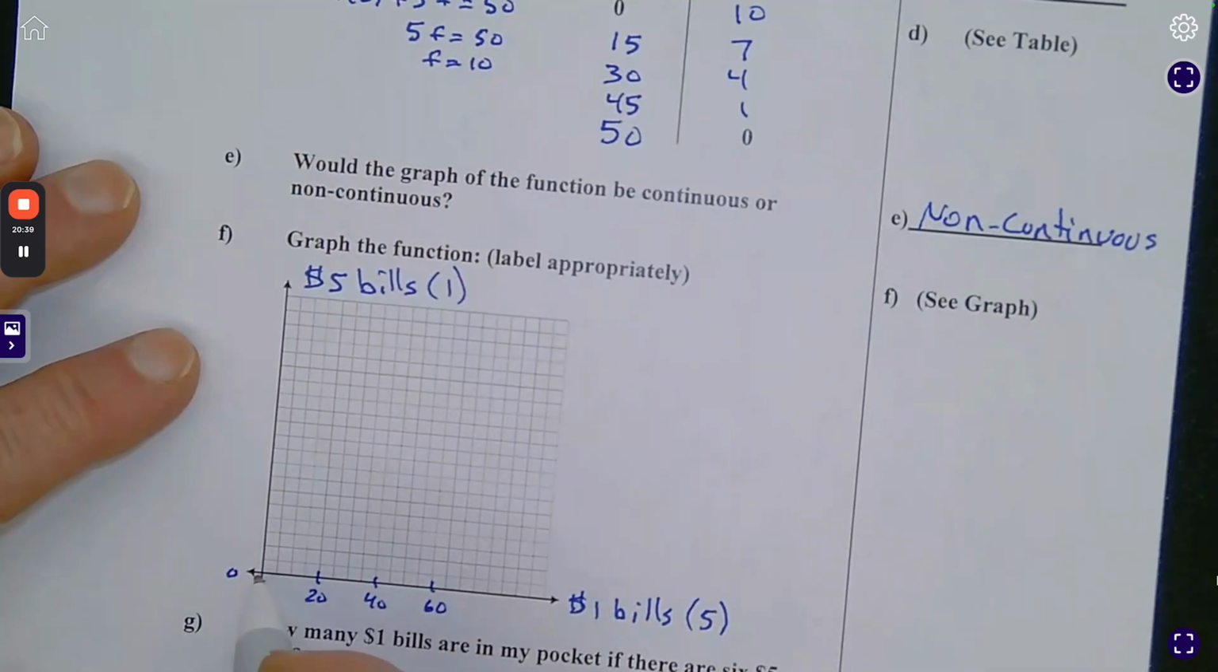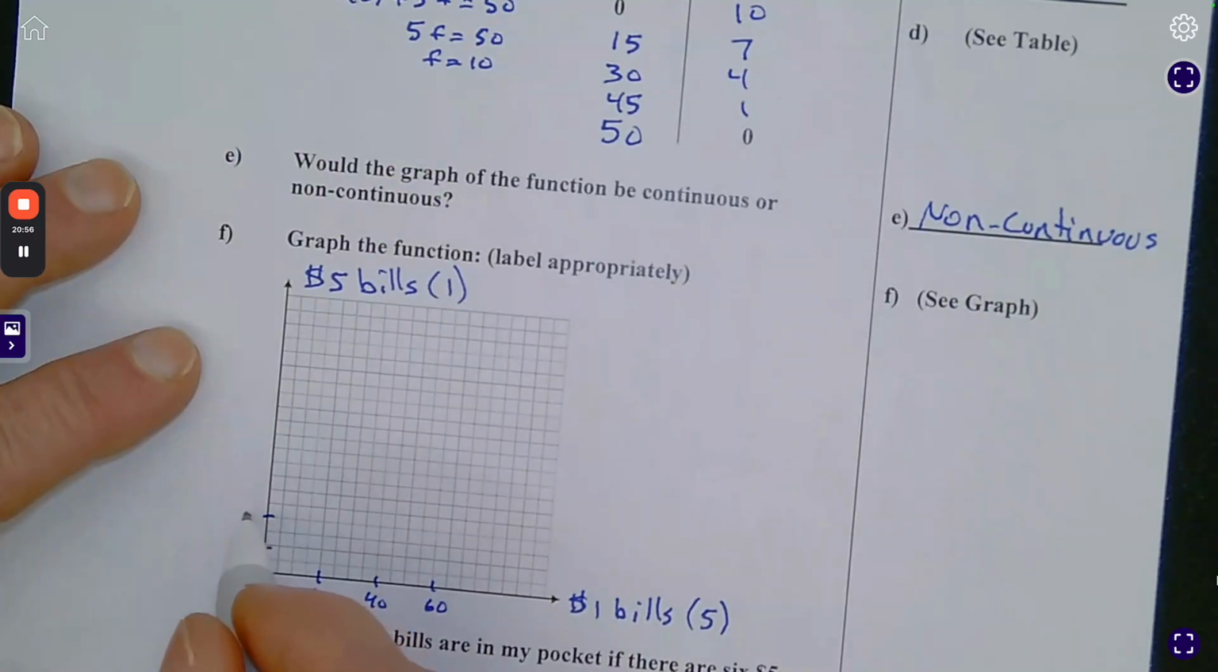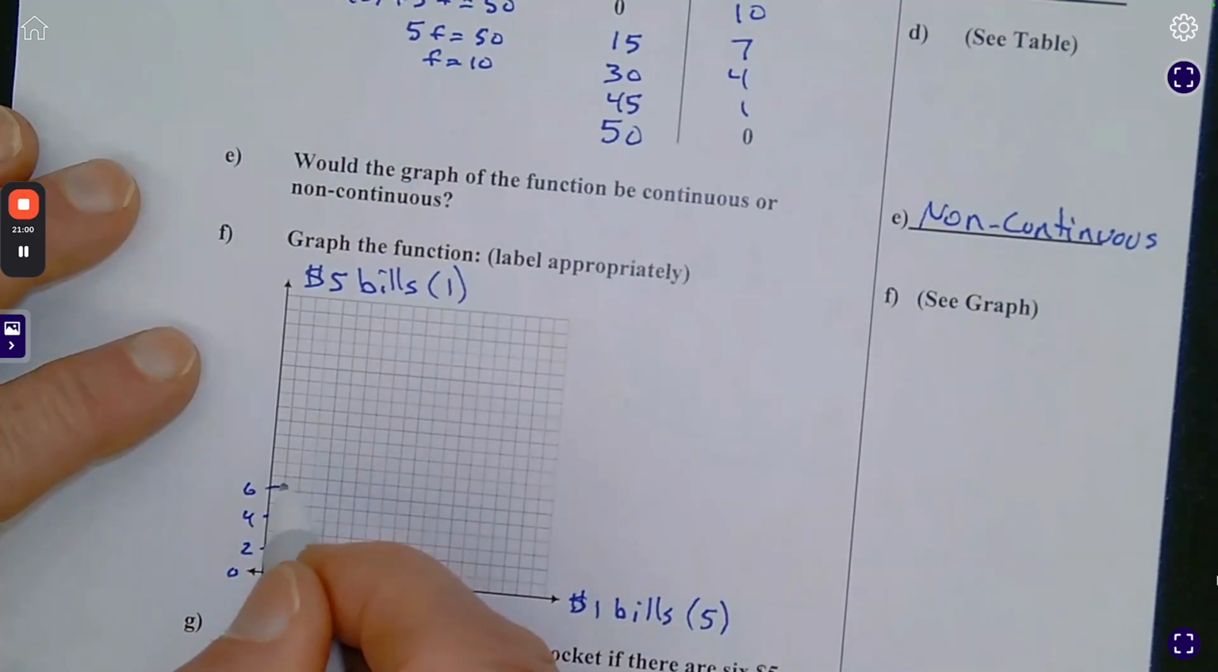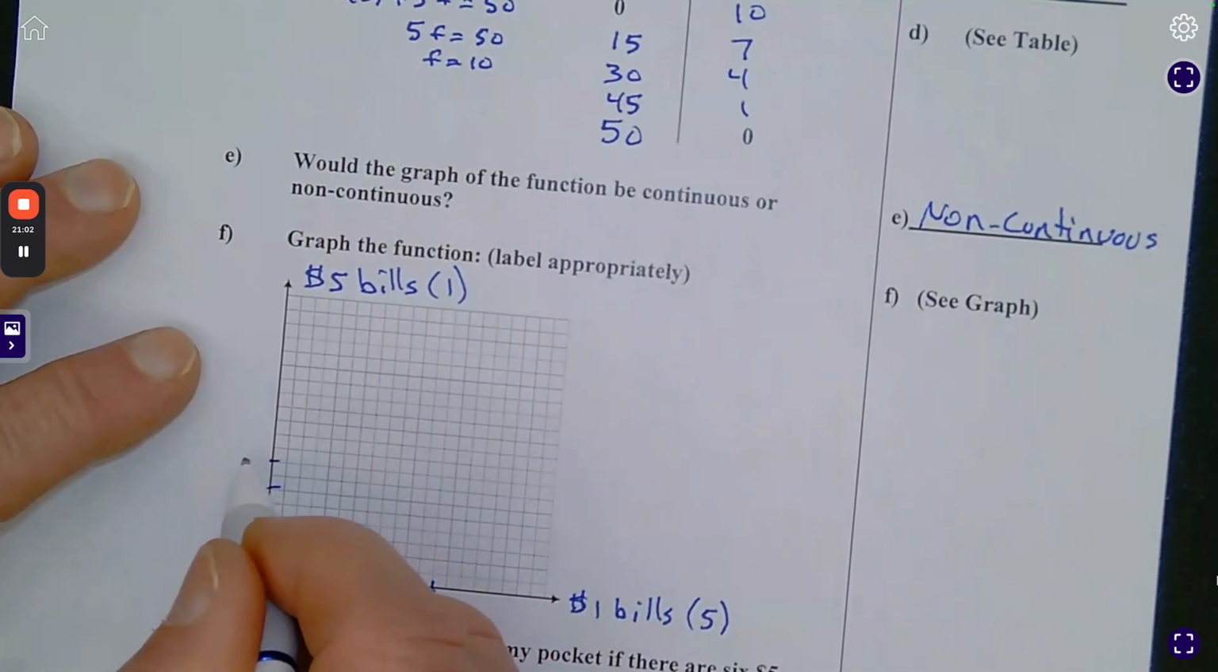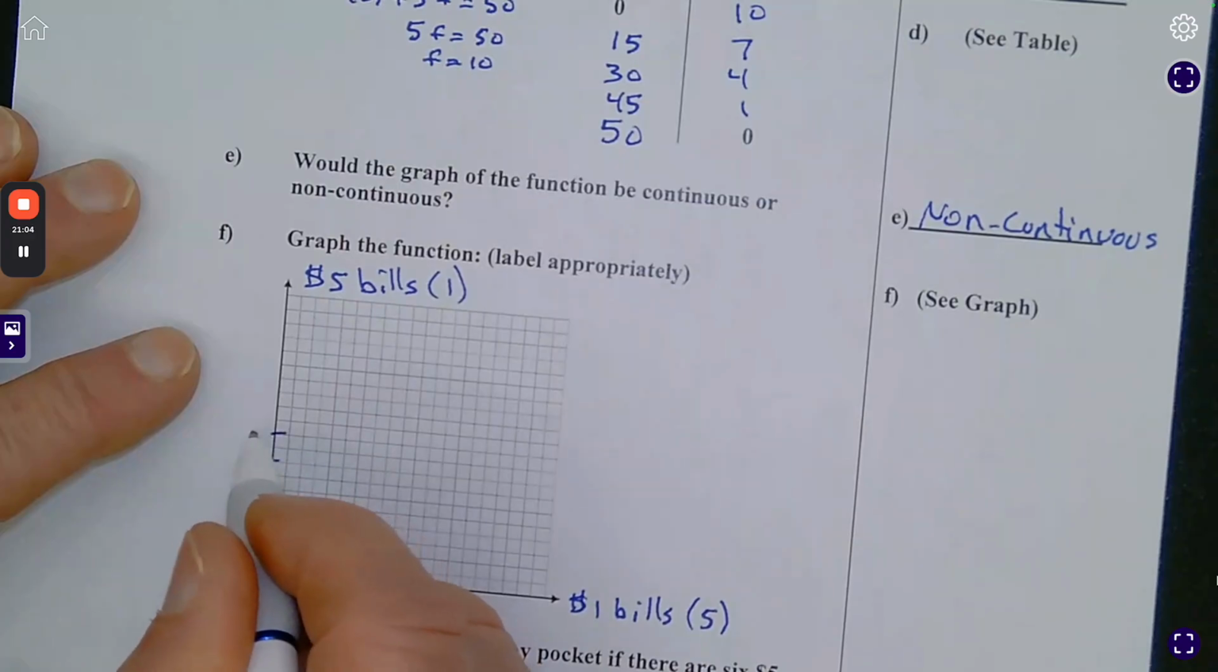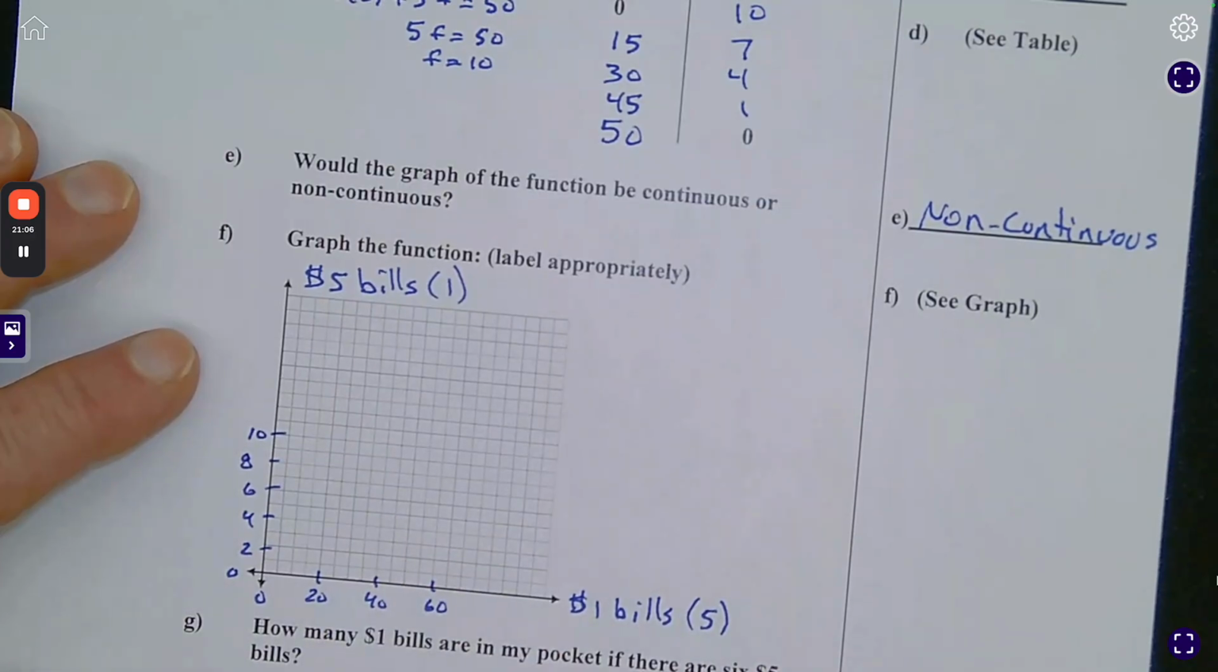0. Increments of 1, but remember, everything represents one $5 bill, right? So this is, again, going to be kind of tricky. But 1, 2, 3, 4, 5, 6, 7, 8, 9, 10. Okay, so let's plot some points.